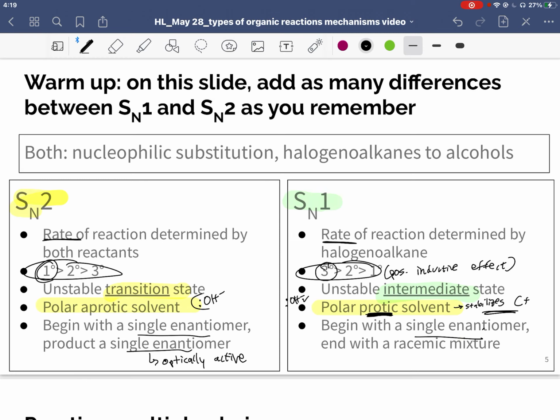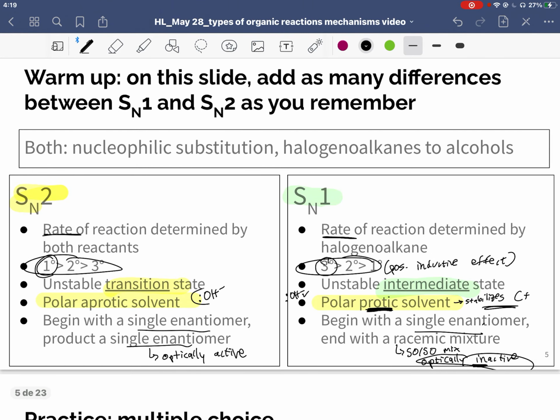SN1 begins with a single enantiomer, ends with a racemic mixture, which is a 50-50 mixture of both enantiomers. If I have a racemic mixture, that's actually optically inactive. Why? Because half of the molecules are spinning light one way, half are spinning it the other, and it ends up being optically inactive. It's not going to rotate light in one way or another as a whole sample.